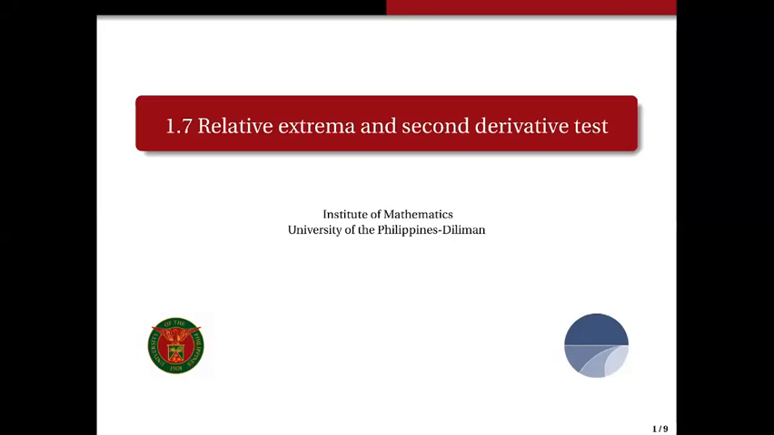So for today's discussion, we'll be doing section 1.7. Actually, this is not 1.7. This should have been section 2.1. So section 2.1, it's relative extrema and second derivative test.